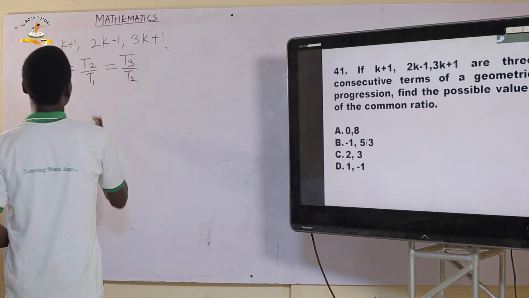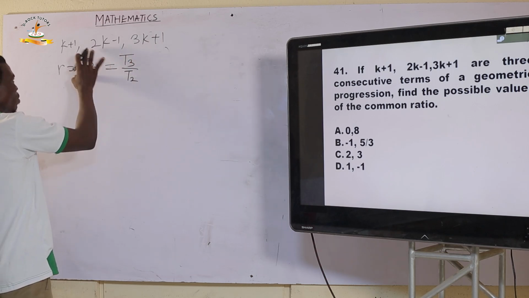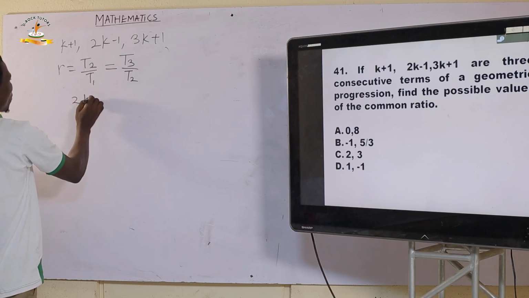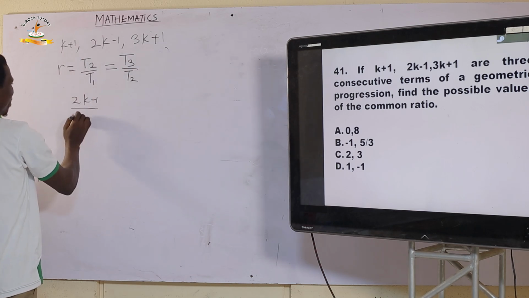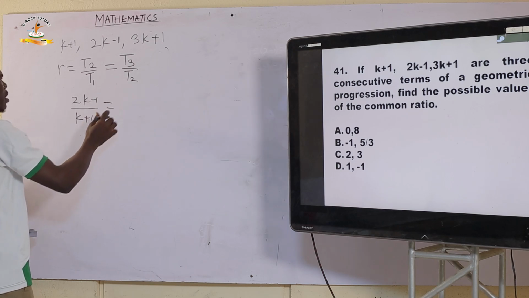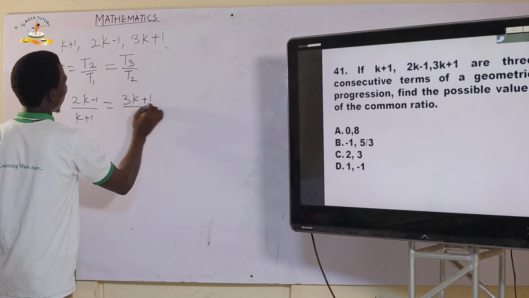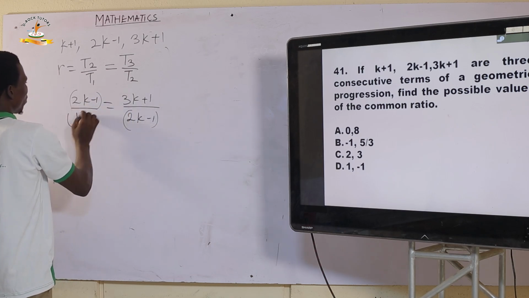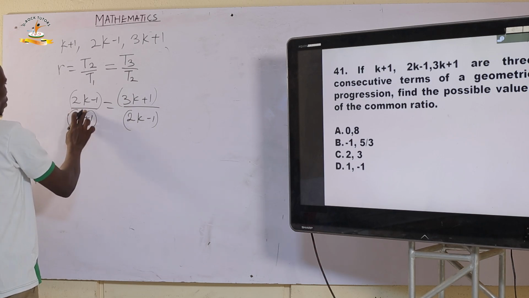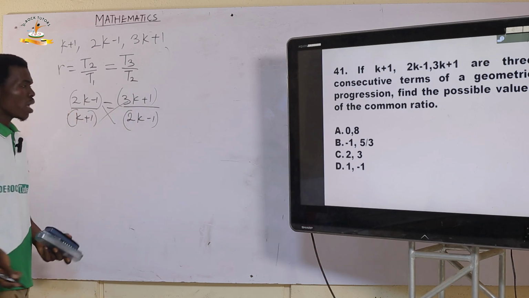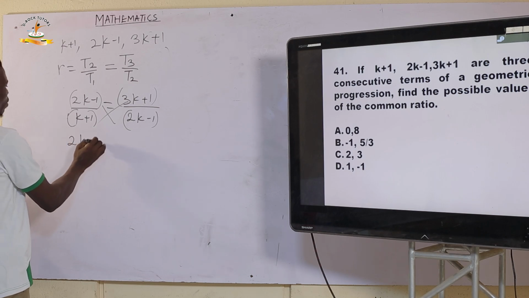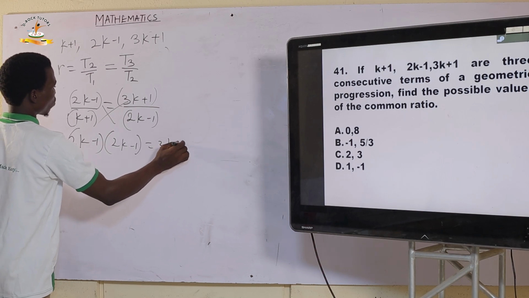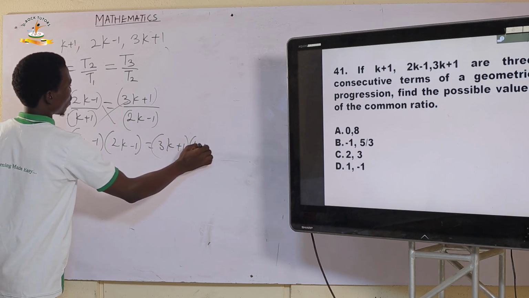So we are only restricted because we have only 3 terms. So let's make use of this relation. Here I put in my second term, 2k minus 1, all over the first term, k plus 1, must be equal to the third term, 3k plus 1, all over the second term, 2k minus 1. So if you do this very well, you're going to cross multiply. When I cross multiply, I'm going to have 2k minus 1 times 2k minus 1 equals 3k plus 1 times k plus 1.